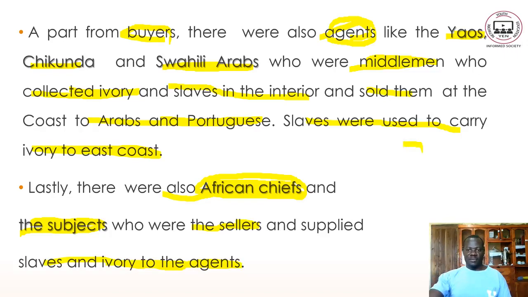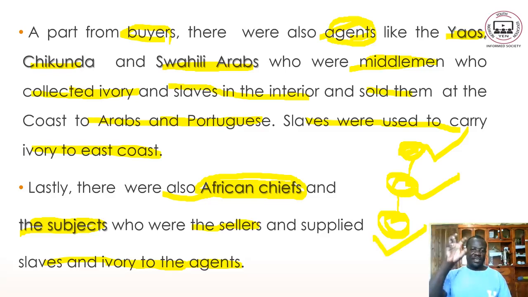So the buyers were on top, below them were the middlemen, and below them were the sellers. The buyers were the Portuguese and Arabs. The middlemen were the Yao, the Swahili Arabs, and many others. And the sellers were the chiefs and their subjects, who had the resources or the trade materials.